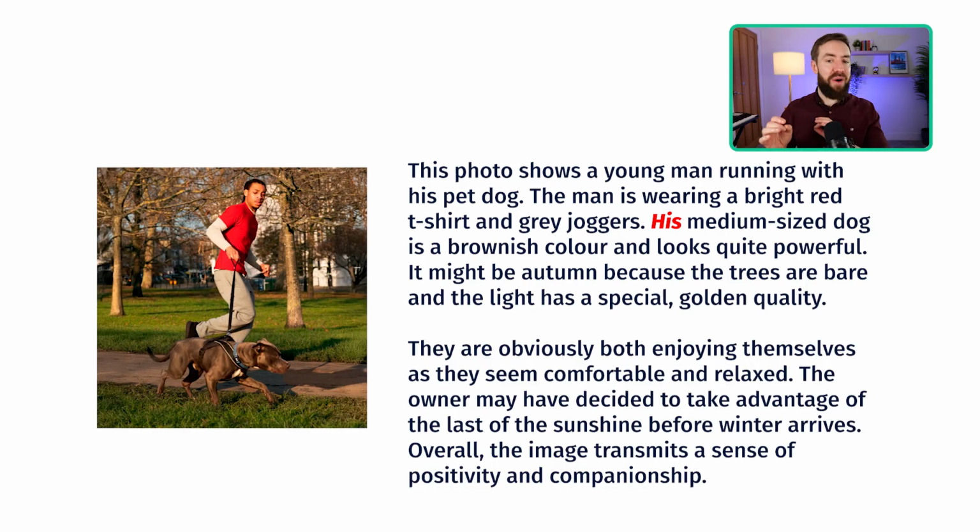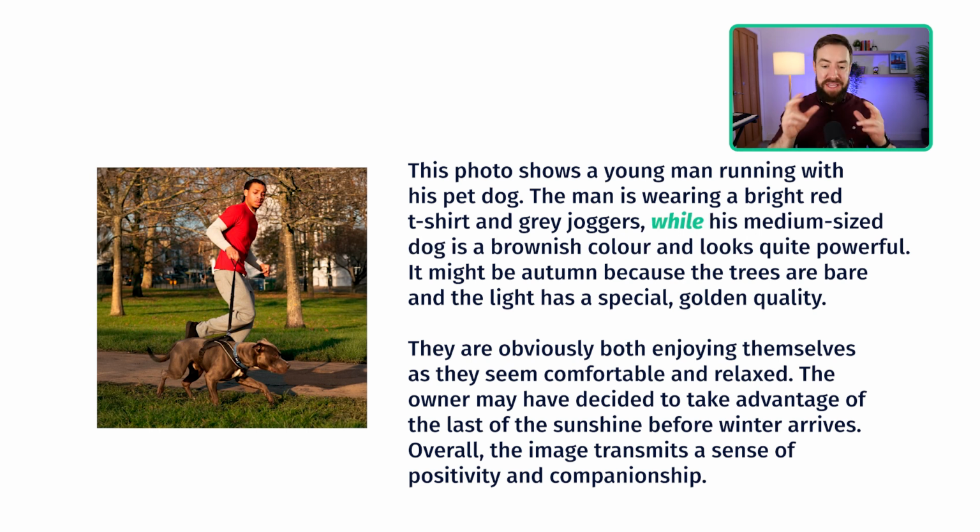So for example, in our answer we say, the man is wearing a bright red t-shirt and grey joggers, end of sentence, his medium-sized dog. We can connect those using the word while. So he's wearing a t-shirt and grey joggers while his medium-sized dog is a brownish color and looks quite powerful. And just with that very simple change, we're able to turn 2 simple sentences into one longer complex sentence, which is going to get us a better score.